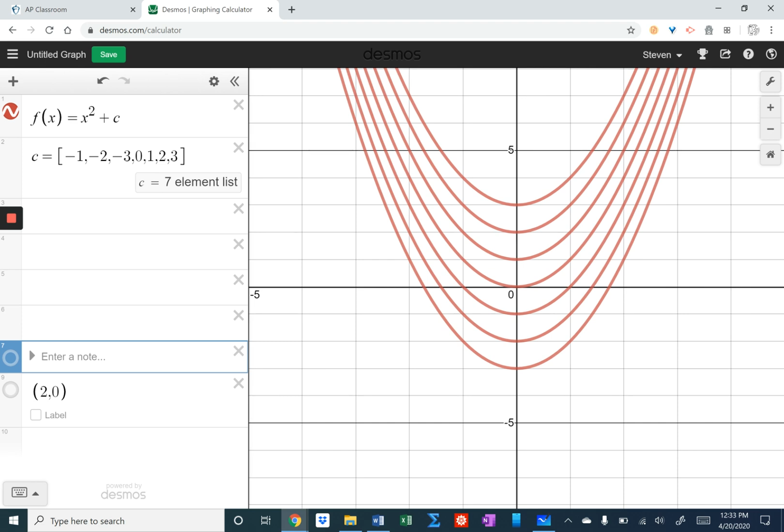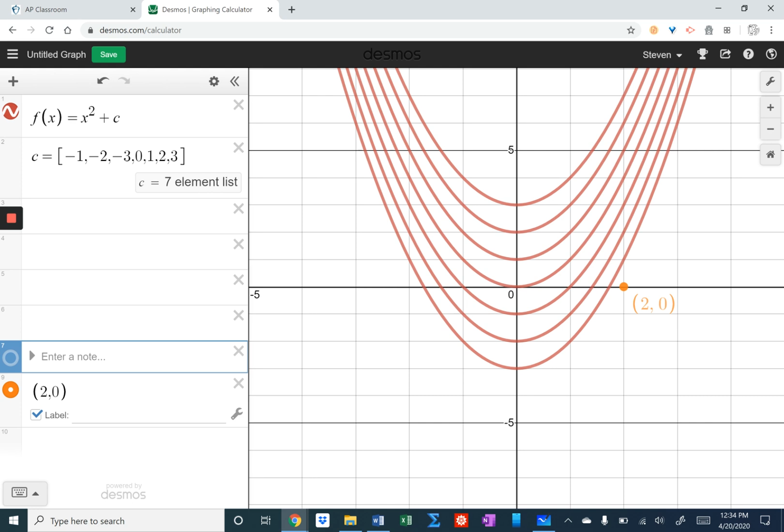Now, one thing we're going to have to do often with separable differential equations is we're going to be asked to find a particular member of the family. So I've got these members of the family right here, these 7 curves, but what if I wanted to find the one member of the family that goes through the point (2, 0)? Well, none of these members that I have up there do. So what would I do?